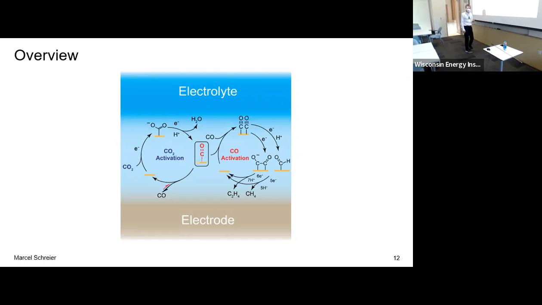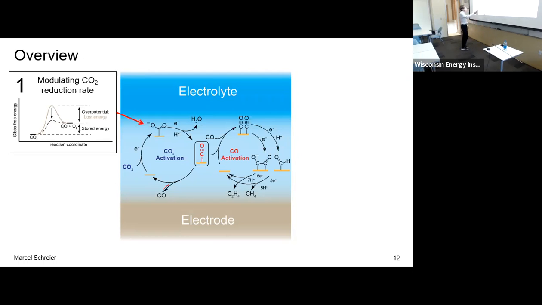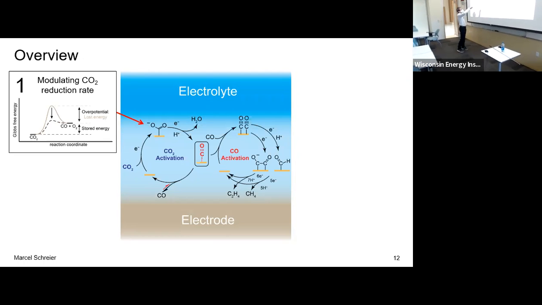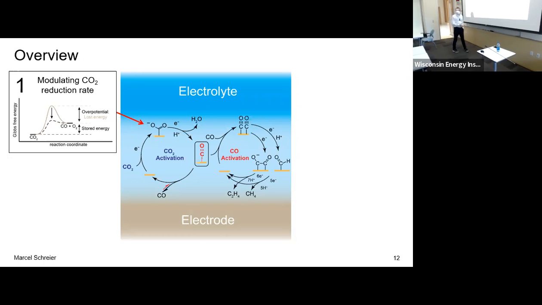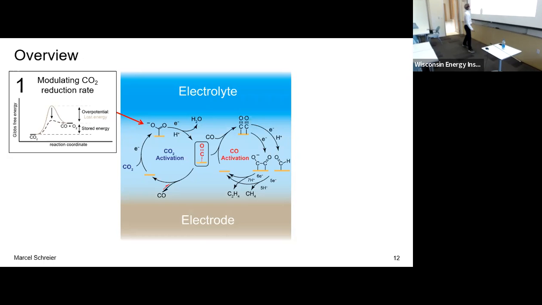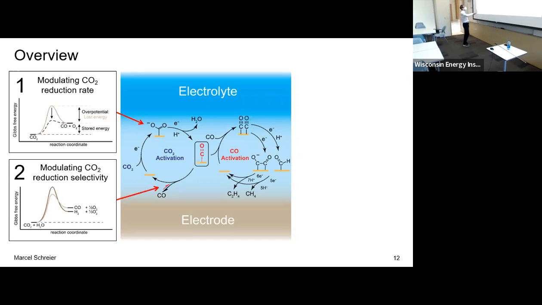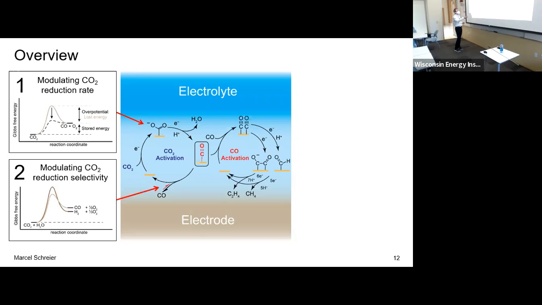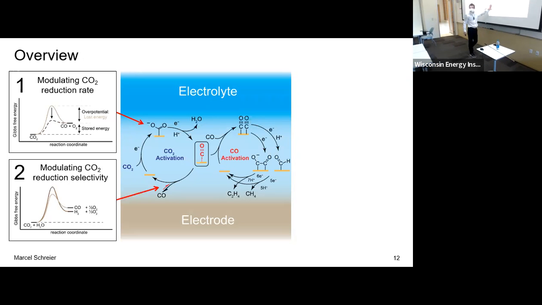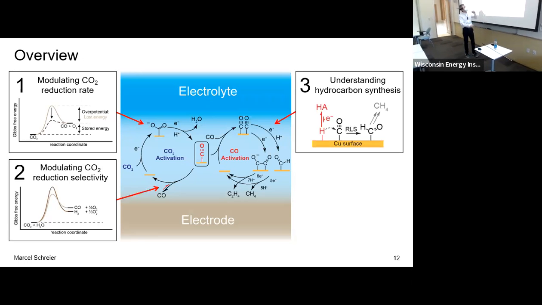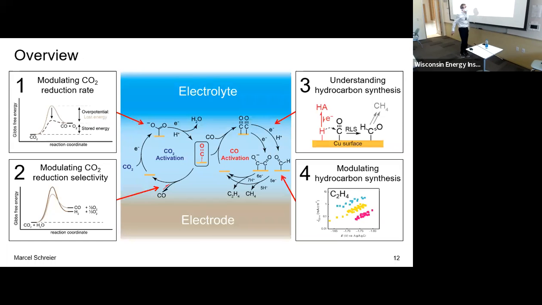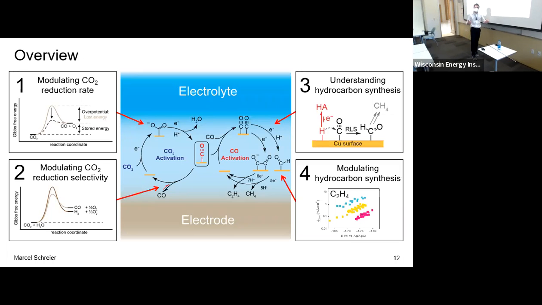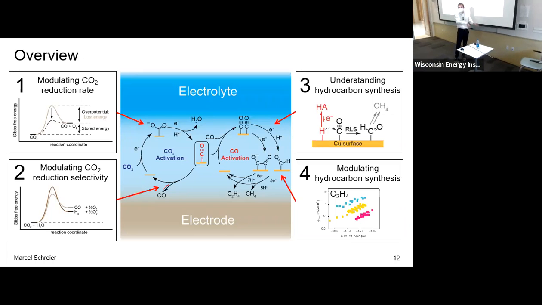I will show you the following examples of how we do this. First, I will show you how we can control the rate of CO2 reduction to CO by influencing these reaction cycles through ionic liquids. I will subsequently show you how we can modulate the selectivity towards producing carbon monoxide or other products by controlling the properties of the electrode surface. Subsequently, I will show you how we can understand the pathways that allow us to go to the synthesis of hydrocarbons. And finally, I will show you how we can exploit this understanding to control the selectivity of producing either ethylene or methane.